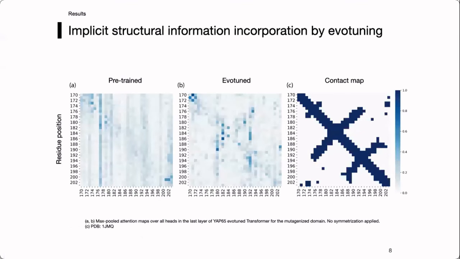To explore how this substantial performance improvement was realized by Evotuning, we visualized the attention maps of YAP65 models as an example. The map displays a contact map-like, roughly symmetric pattern with respect to the diagonal, which is in sharp contrast to the absence of such a pattern for the pre-trained model. This is a bit surprising because no explicit knowledge on tertiary structure was input into the model fine-tuning. This suggests that the structural information was implicitly incorporated into the model, even from a set of unaligned homologous sequences, possibly leading to improved accuracy.